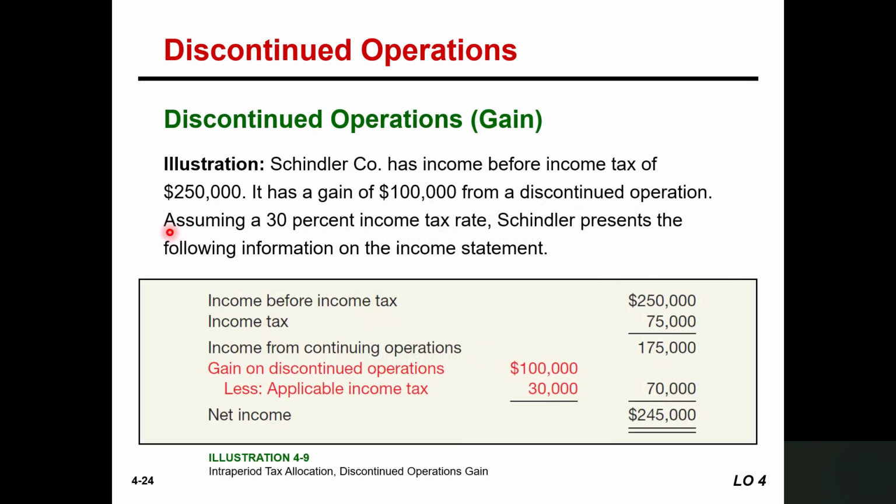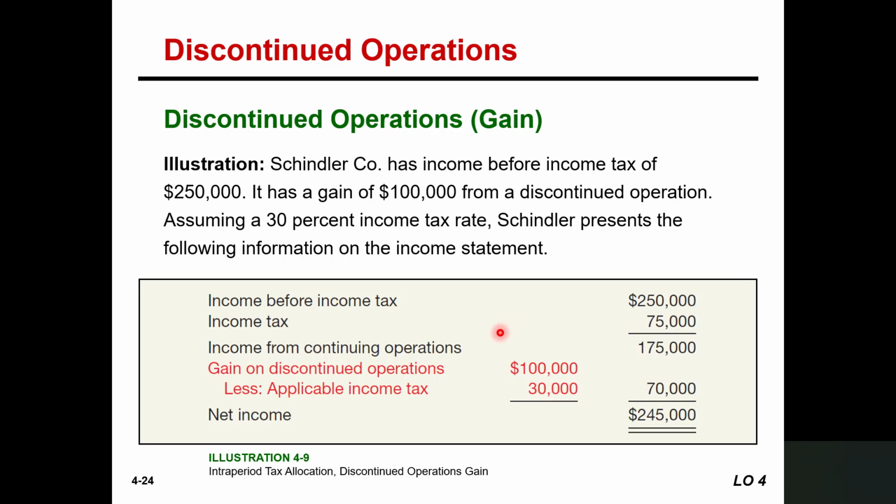So, an illustration: Schindler Company has income before income tax of $250,000. It has a gain of $100,000 from a discontinued operation. Assuming a 30% income tax rate, Schindler presents the following information on the income statement. And so, income before income tax is $250,000. The income tax is $75,000.